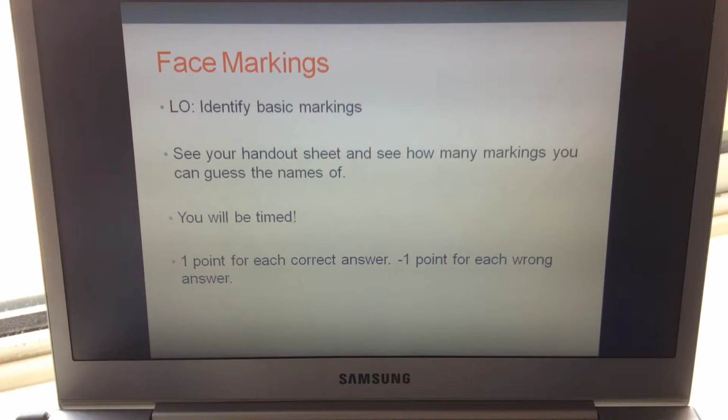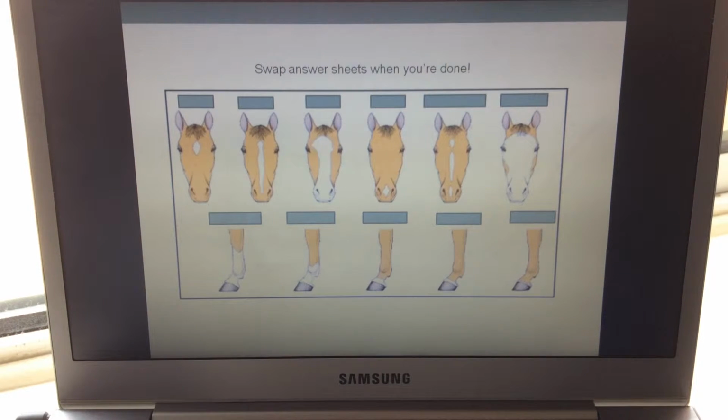The next section was to identify face and leg markings. The students had a handout similar to this one here, however these blue boxes were clear for them. The students were given about 1.5 minutes to write down what they thought the names of each of the markings were.